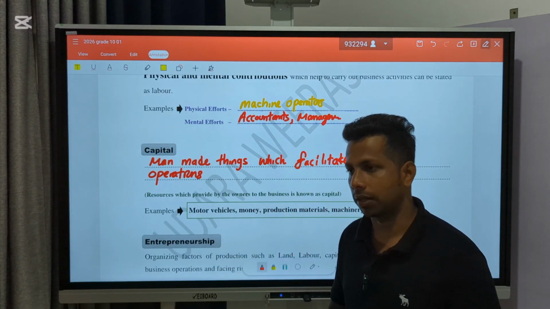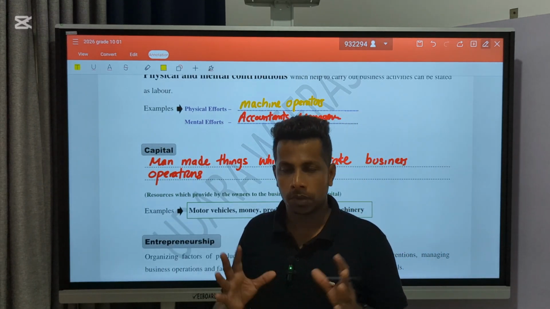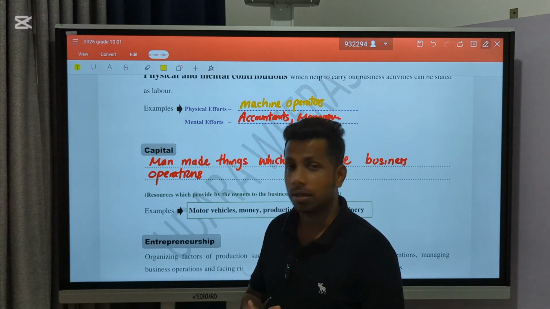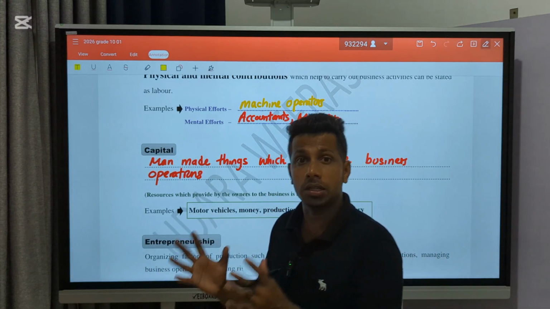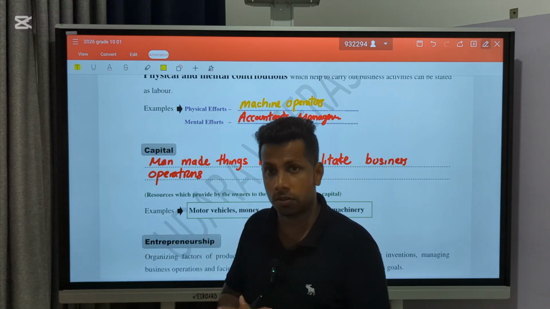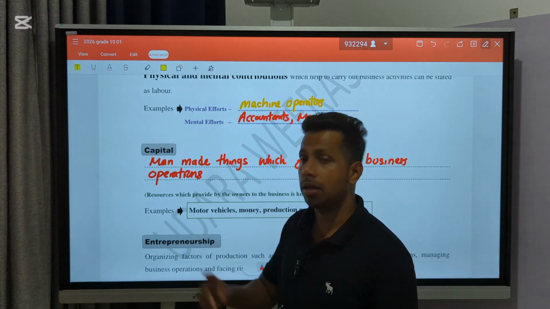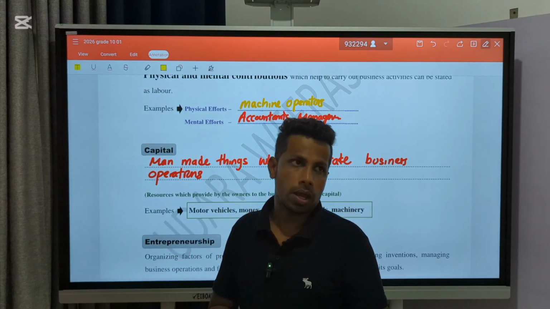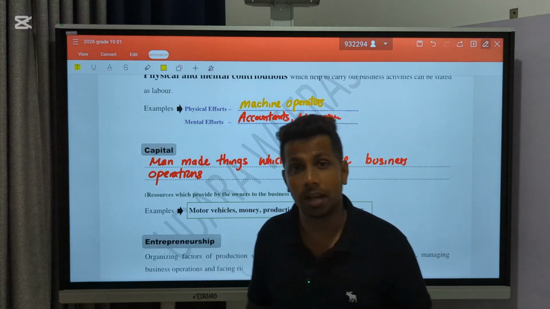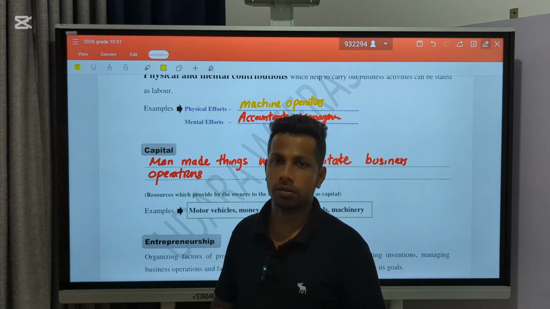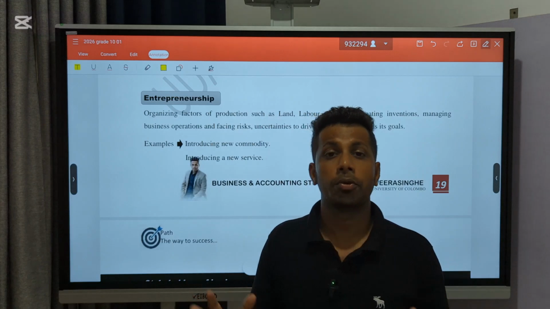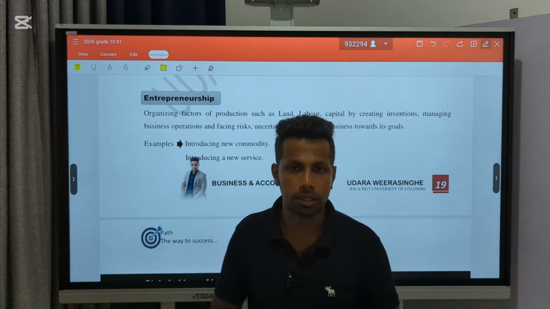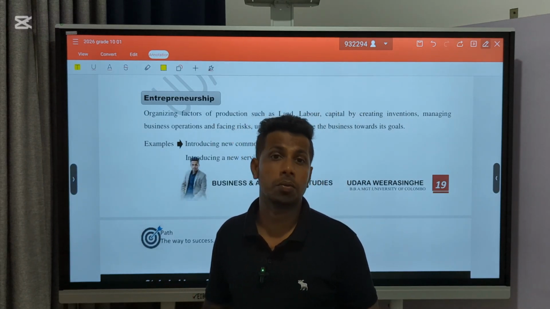Now three factors of production, three categories of factors of production. Land means natural resources which are useful when doing a business. Labor means mental and physical contributions of human beings when implementing business operations. And as capital, the things which are contributed by man, human beings, man-made things, in other words, which facilitate business operations. So now let's talk about the last one. Are you ready to discuss the last category of factors of production according to your syllabus? That's entrepreneurship. Vyavasayakatva in Sinhala.